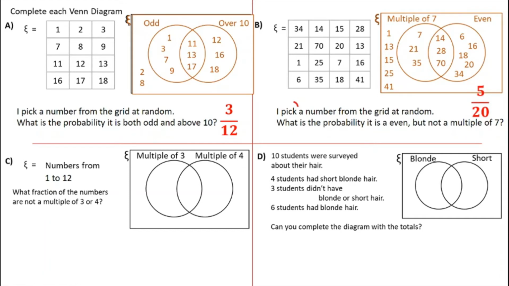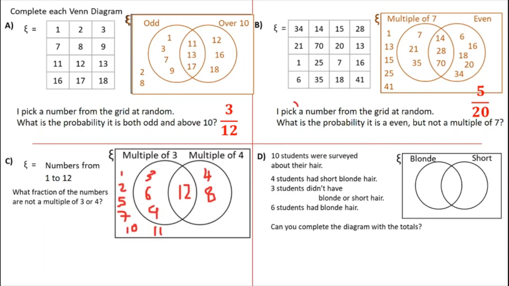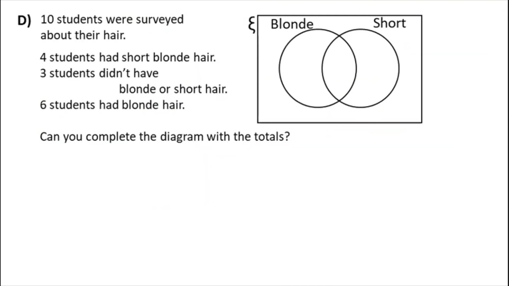The third Venn diagram should look like that. And 6 out of 12 are not a multiple of 3 or 4. Now the final question might have caused you a little bit more of a challenge. So on the final question, you were asked to sort 10 students according to this description.